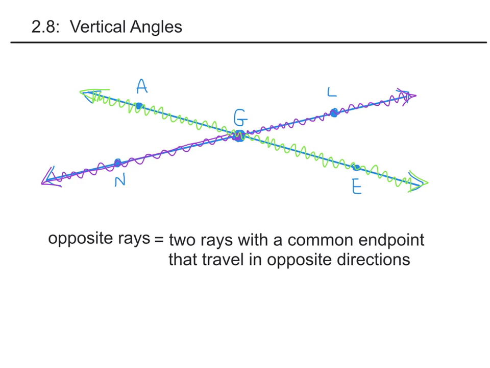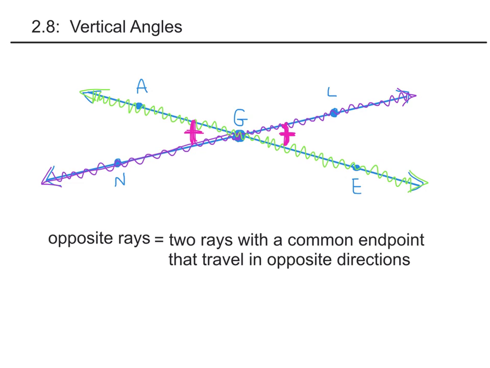Notice how I changed the color. I changed it so that this entire line is in green and this entire line is in purple. So remember, we have the opposite rays, but the union of those opposite rays makes a line. Same thing here. We have opposite rays, but the union of them makes a line. So now it's time to look at a pair of vertical angles.